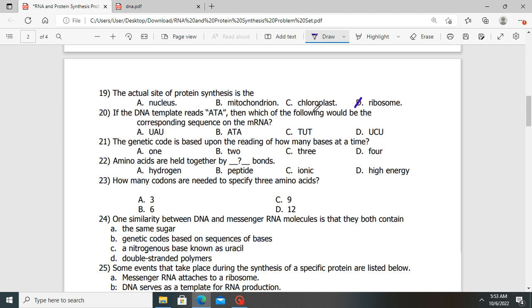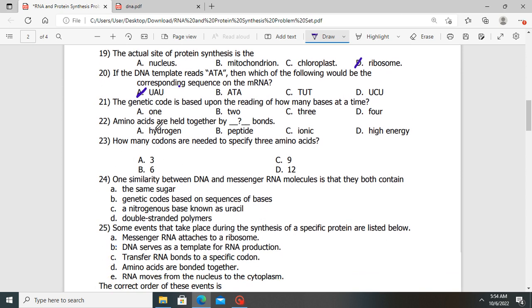If the DNA template strand reads ATA, which of the following will be at the corresponding sequence on the messenger RNA? Adenine on the messenger RNA bonds to uracil. Thymine will correspond to adenine. Then adenine again corresponds to uracil. So the answer for question 20 is A. We have AU, TA, then AU again.